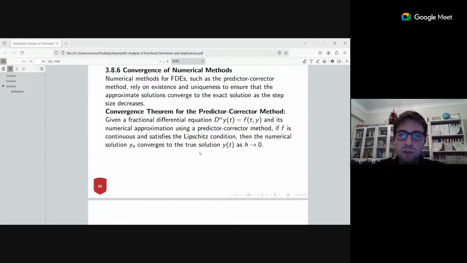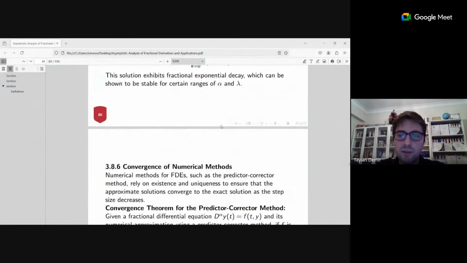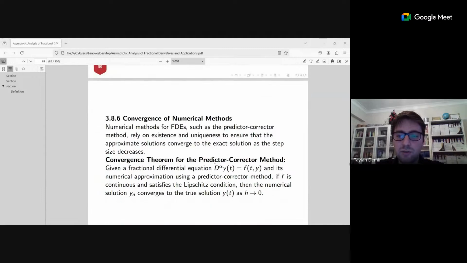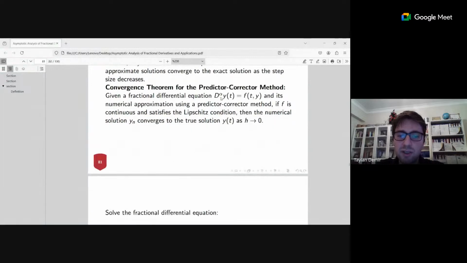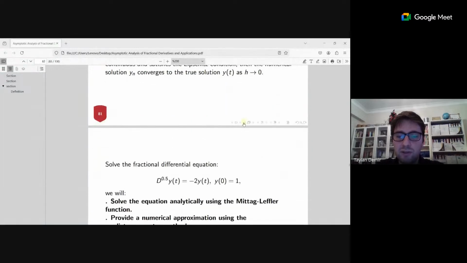And we need to use the convergence of numerical methods. For example, the theorem for the predictor-corrector method for a given fractional differential equation d power alpha y of t equal f of t and y.